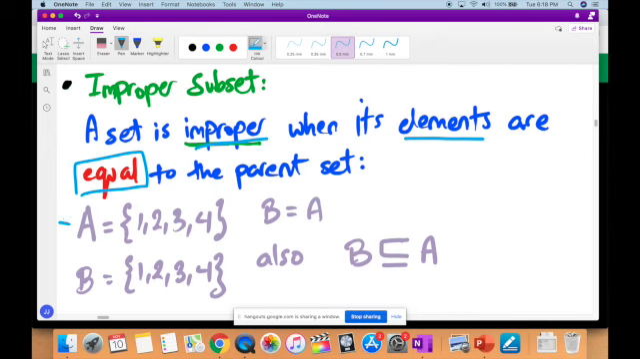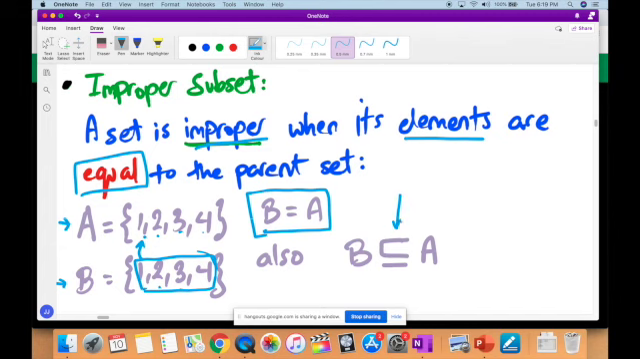So we can see here the set A is 1, 2, 3, 4. The set B is also 1, 2, 3, 4. But guess what? I could say that all of set B is inside of set A. I could very well say that, and that wouldn't be wrong. That's true. However, if you really check it, set B is equal to set A. They both have the same amount of elements. So we call that an improper subset.